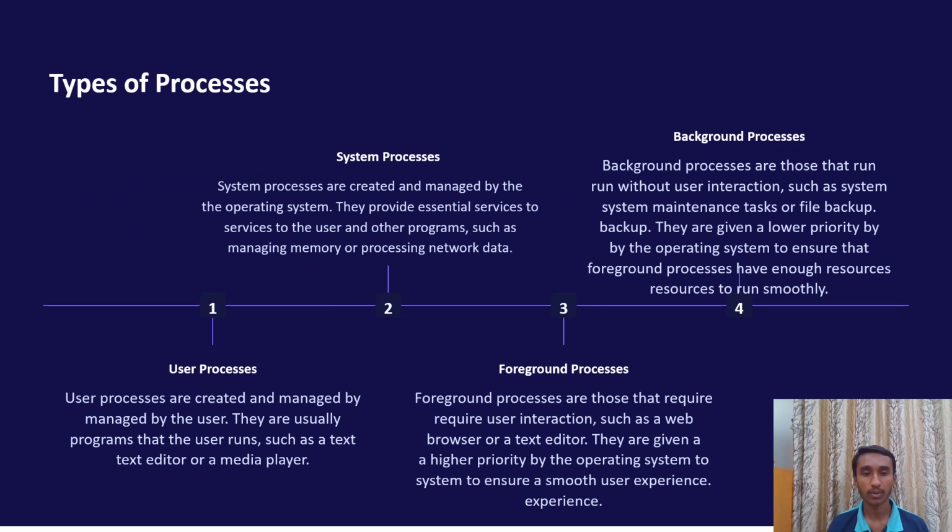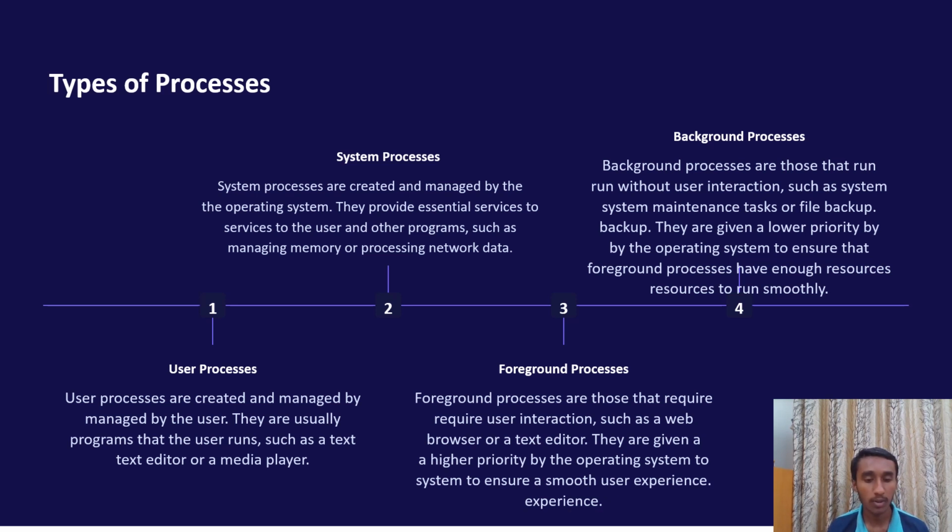Types of processes. First, these are categorized into two main branches: the system processes and the background processes. Later, these are subdivided into user processes and foreground processes. First, let us move to the user processes.